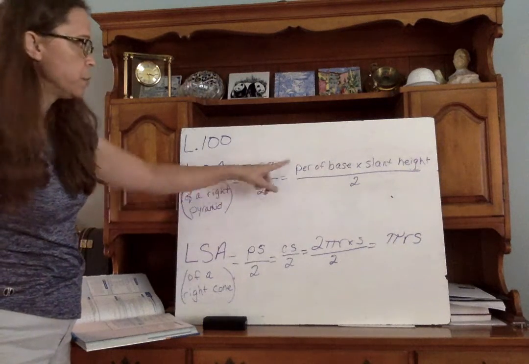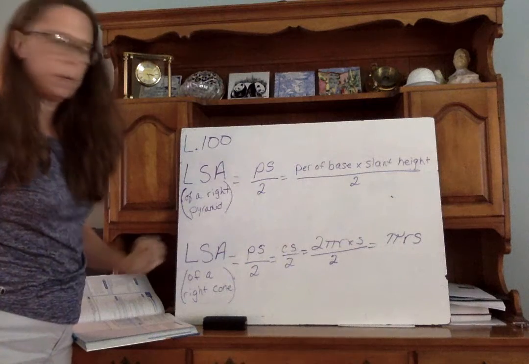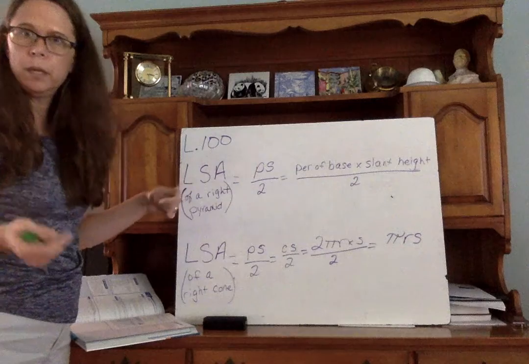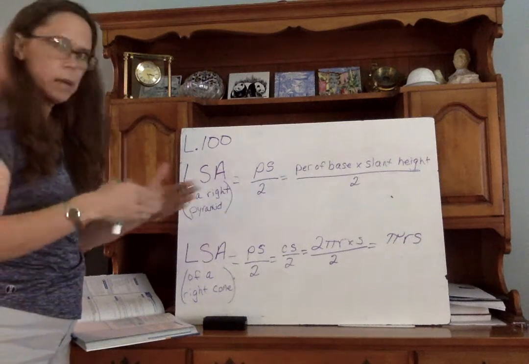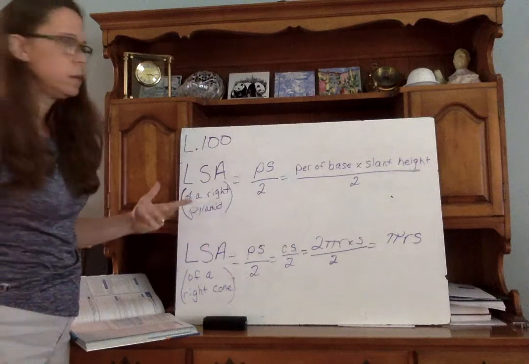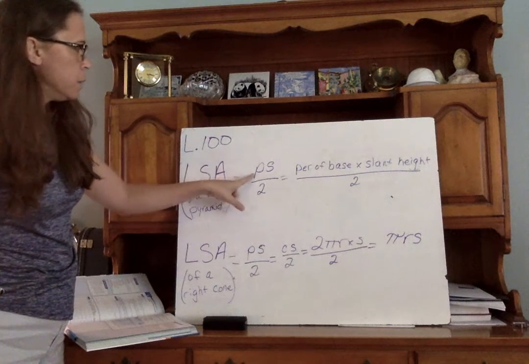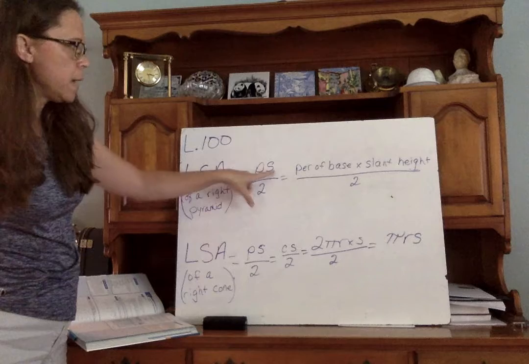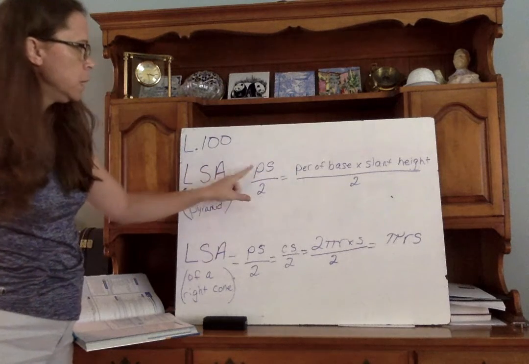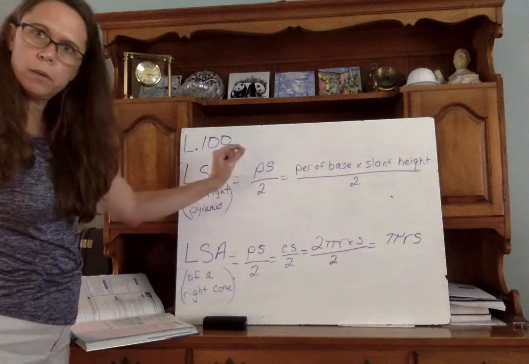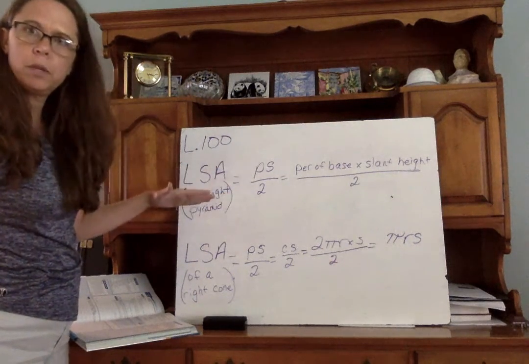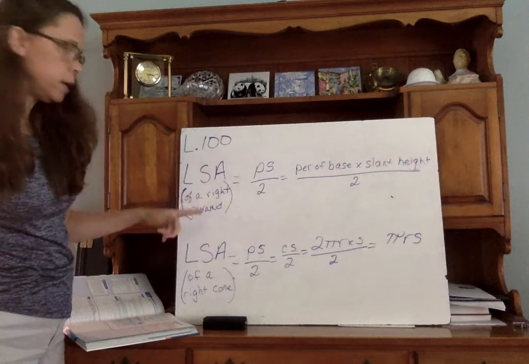P stands for the perimeter of the base. So if we're talking about a right pyramid, we got to know what shape the base is. Is it a square pyramid? Is it a triangular pyramid base? Even hexagonal or octagonal? Perimeter of the base. S stands for our slant height. So if we can find the perimeter of the base and we know the slant height, we can use this formula to find the lateral surface area of a right pyramid.